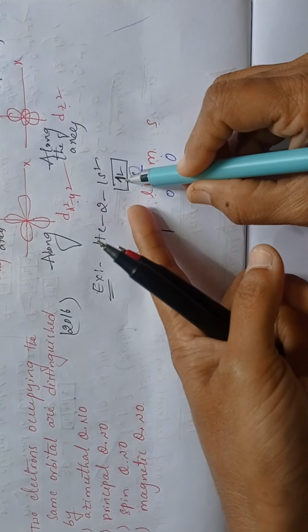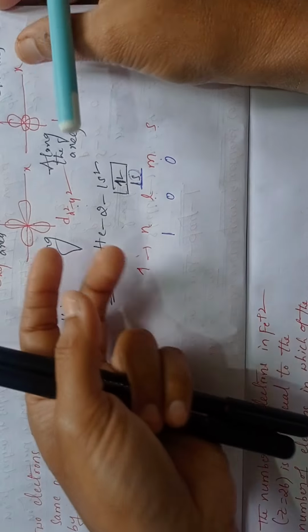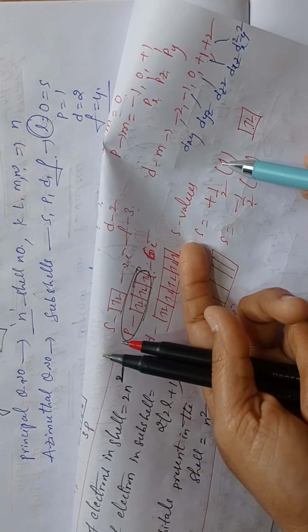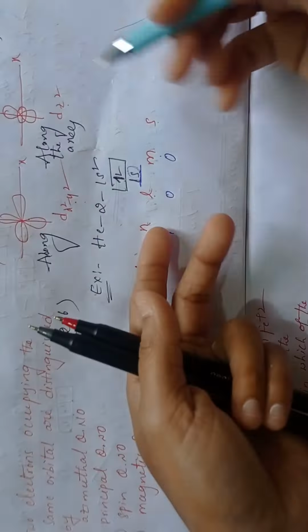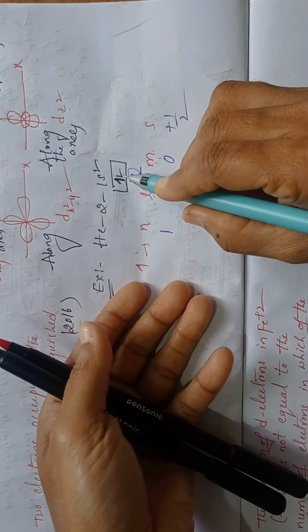What is the spin quantum number? If the electron is present like this, in the clockwise direction, what is the S value, students? S value is +1/2. Correct? Here I told you. If the electron is present like this, what is the S value? +1/2. If it is like this, then S is equal to -1/2. So that's why here the value is +1/2. Right.